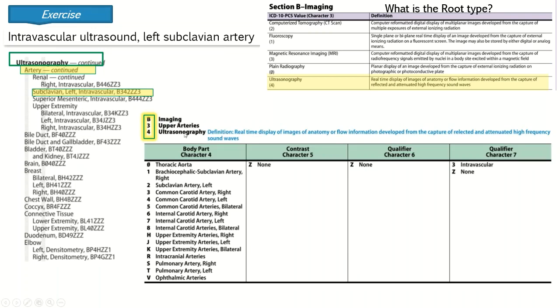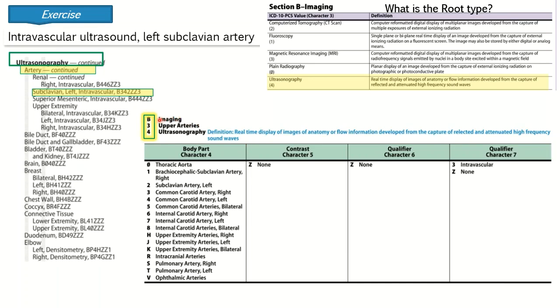Imaging, upper arteries, ultrasonography. Since we're learning PCS, let's always read these objectives or definitions just so we can make ourselves familiar. Real-time display of images of anatomy or flow information developed from the capture of reflected and attenuated high-frequency sound waves. Sounds like ultrasound to me.